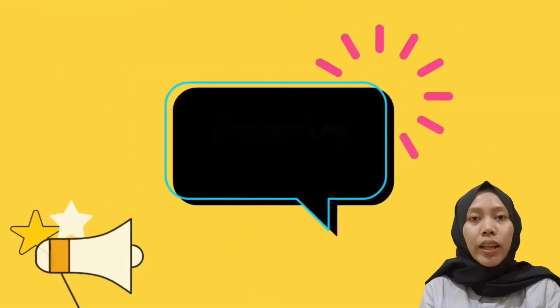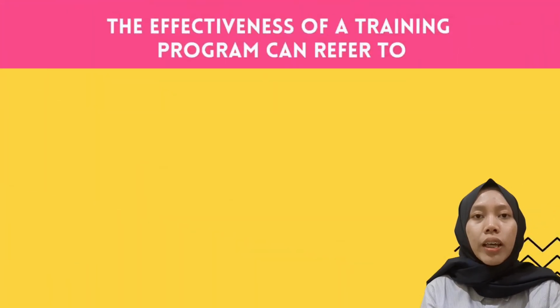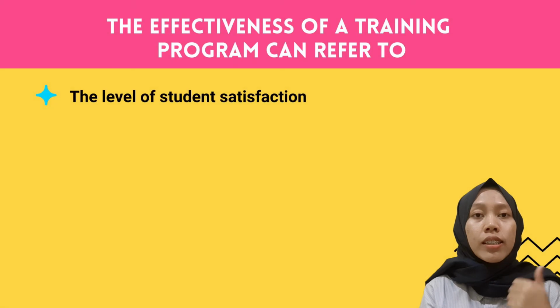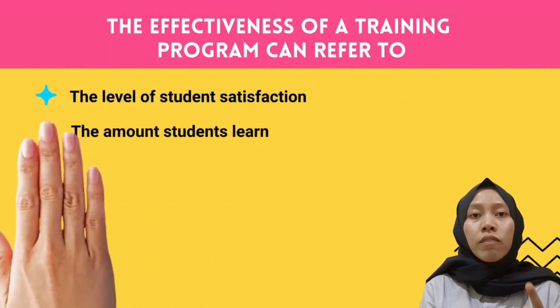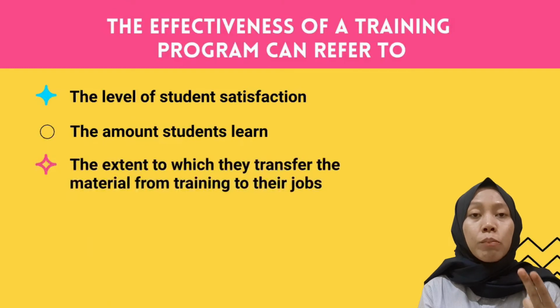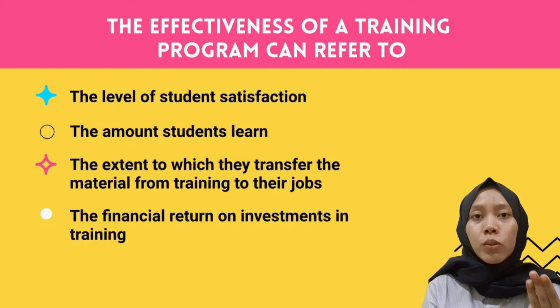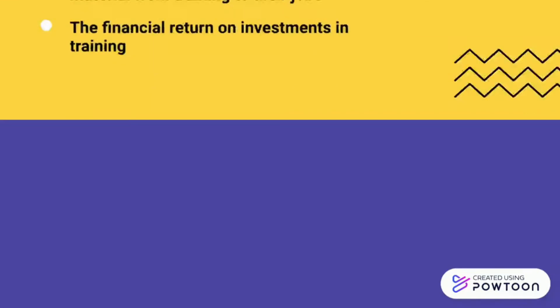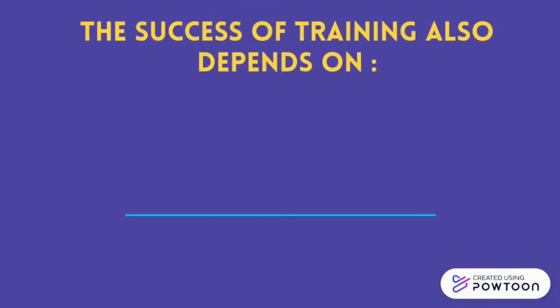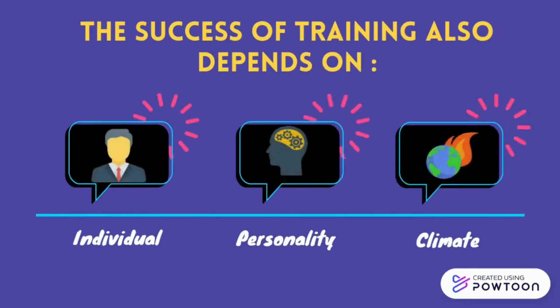And the next is evaluating effectiveness. The effectiveness of a training program can refer to the level of student satisfaction, the amount students learn, the extent to which they transfer the material from training to their jobs, or the financial return on investment in training. And the success of training also depends on first, individual, second, personality, and the third is climate.